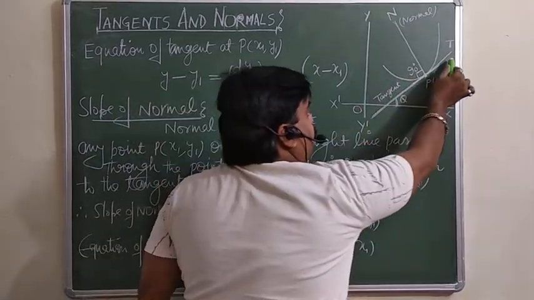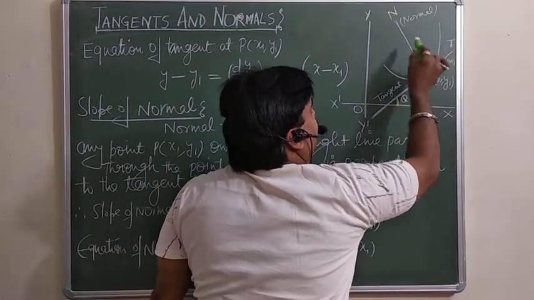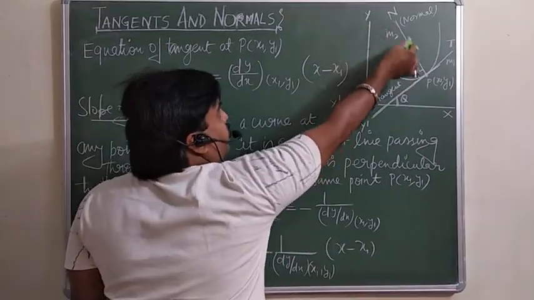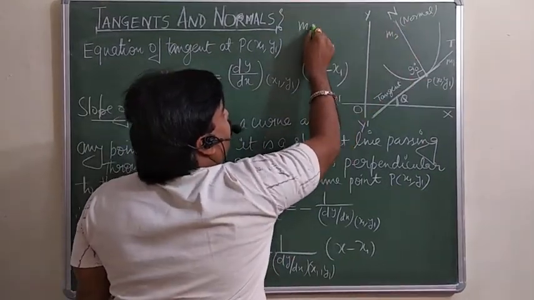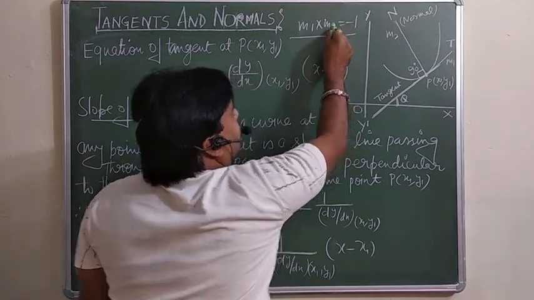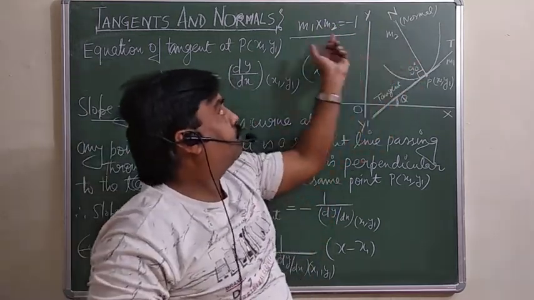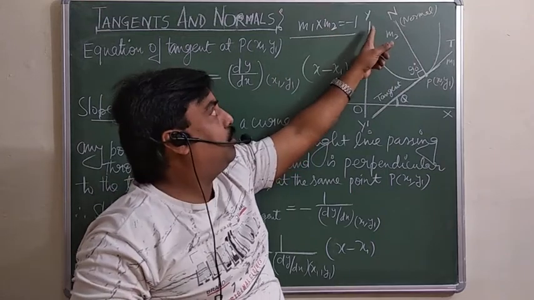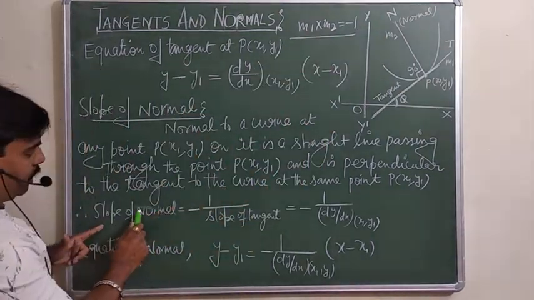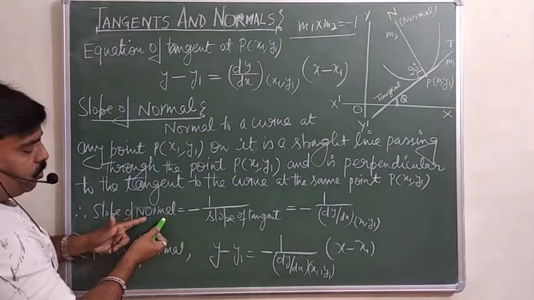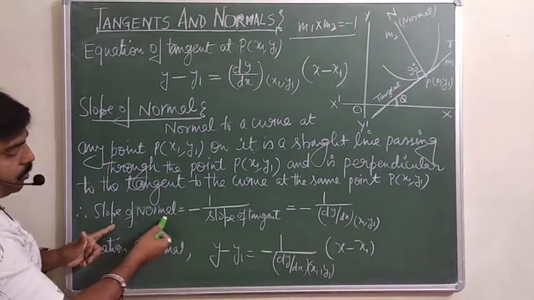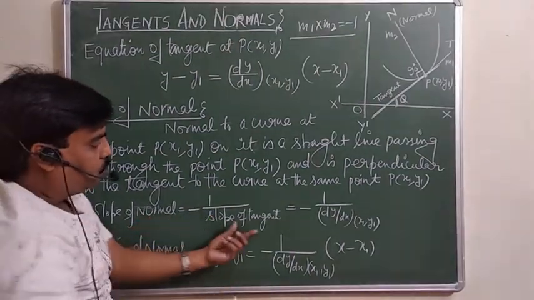So if we take the slope of this tangent as m1 and the slope of this normal as m2, because they are perpendicular to each other, m1 into m2 is equal to -1. This we already know, that if any two lines are perpendicular, then the product of their slopes will be equal to -1. It means with the help of this you can find out the slope of the normal. Slope of the normal into slope of the tangent will be equal to -1. So the slope of the normal is -1 over the slope of the tangent.